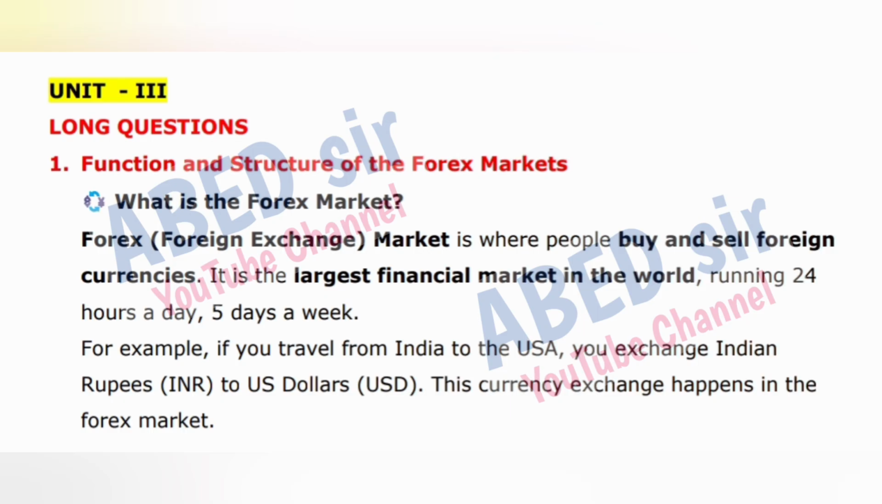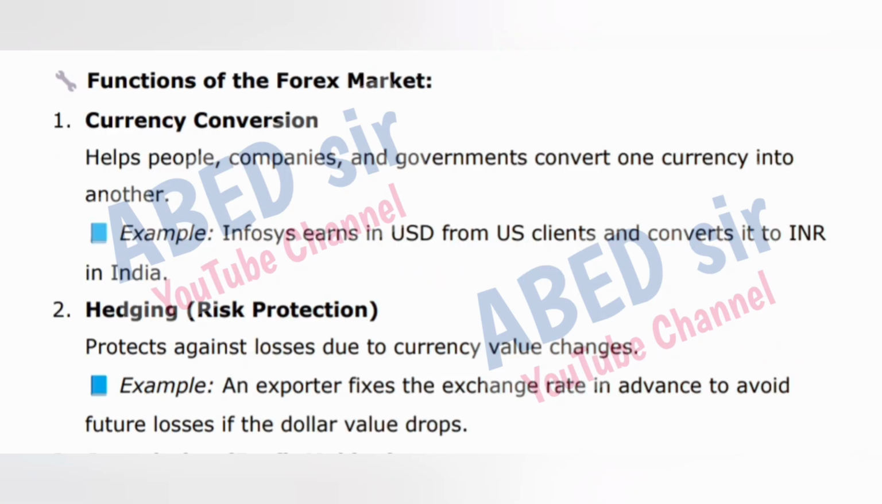For example, if you travel from India to the USA, you exchange Indian rupees, INR, to US dollars, USD. This currency exchange happens in the forex market. Functions of the forex market. 1. Currency conversion. Helps people, companies, and governments convert one currency into another. Example, Infosys earns in USD from US clients and converts it to INR in India.